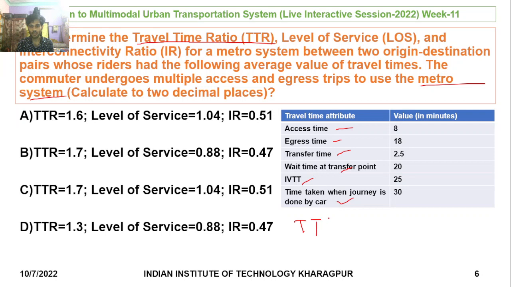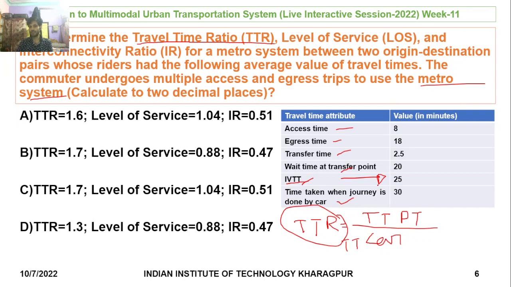TTR. I will just tell you the formula. The travel time means the time taken if I made the journey using public transport, that is metro, and if it is done by car, what is the travel time? TT means travel time. Now you can calculate the TTR, because it is nothing but the travel time of public transport and the travel time of car. So what is that ratio? In case of public transport, your time is not only in vehicle travel time, but also your access and egress time.